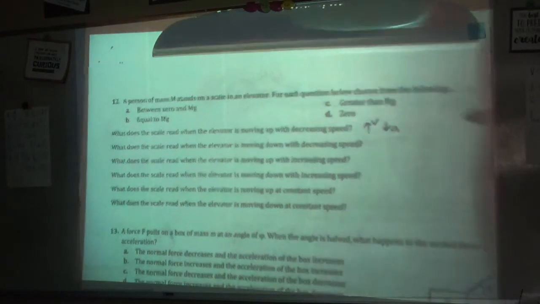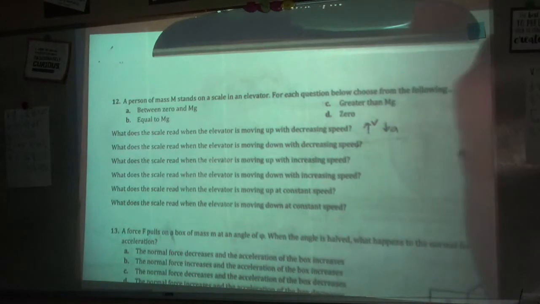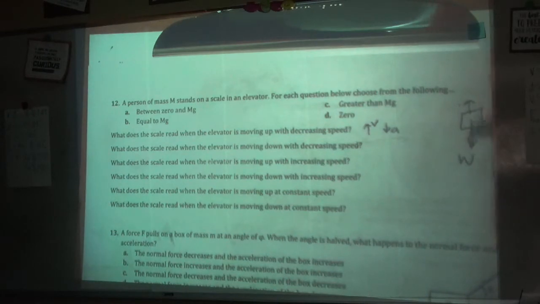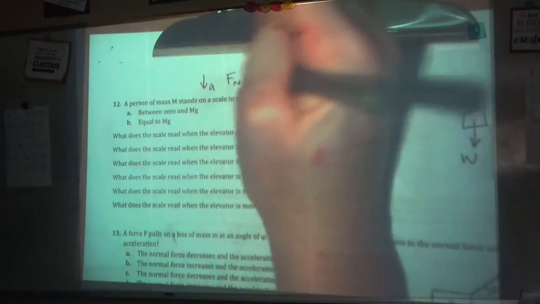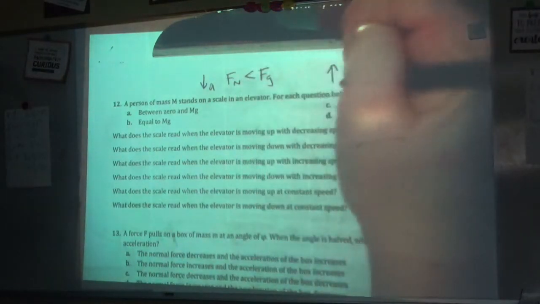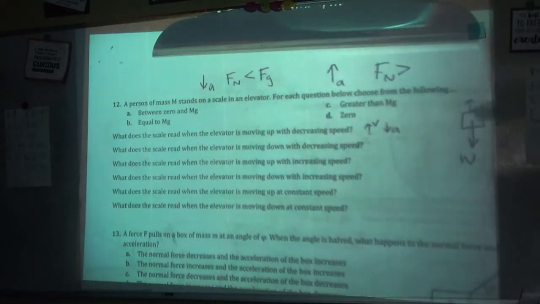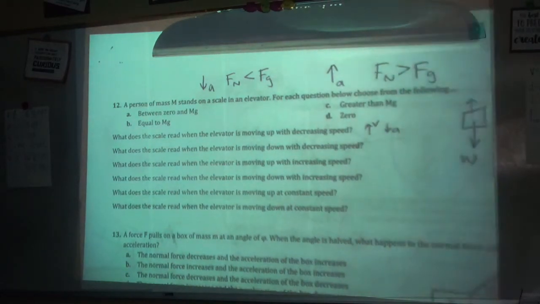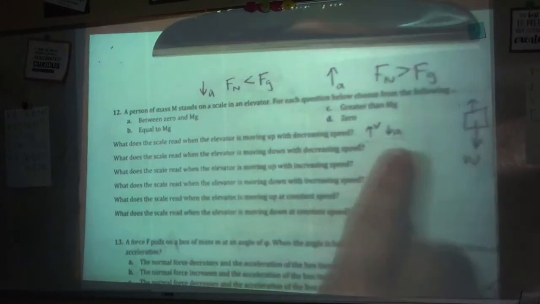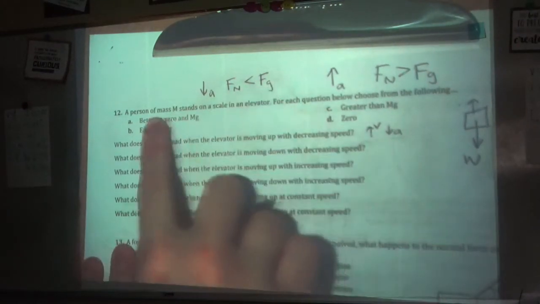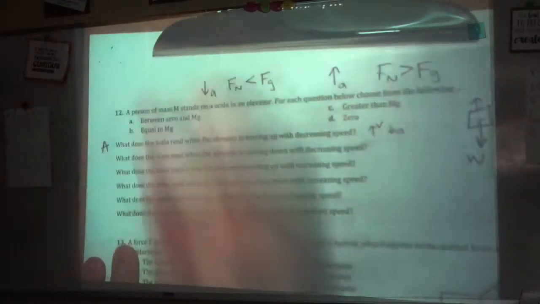So if the elevator is accelerating down, you always have the same weight force. That means that your Fn would be less because I have a greater force down. So if it is accelerating down, that means Fn is less than the weight force. If it accelerates up, then that means my normal force is a bigger force up than down, so Fn would be greater than Fg. So in this case, it accelerates down, so that would be Fn less than Fg, so between 0 and mg.